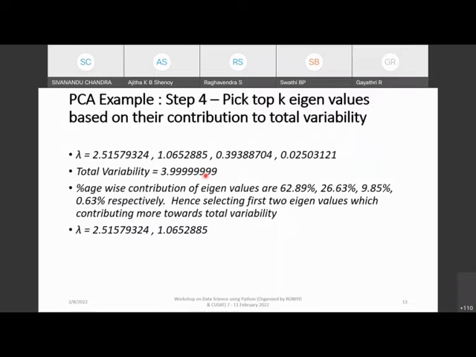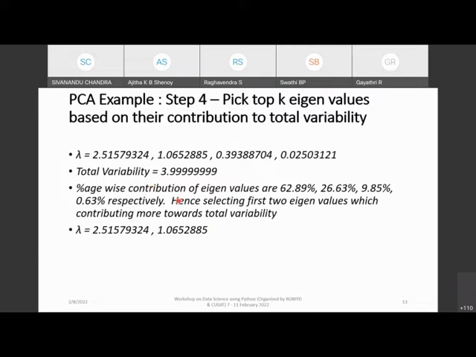Now in the next step, I need to pick the top k eigenvalues. So how to decide this top k? That is the question. I am having 4 eigenvalues, so I am not going to select all 4. I am going to select only a few of them. So I will see what is the total variability. Total variability is nothing but the sum of these eigenvalues. If I find the sum of all these 4 eigenvalues, I will get somewhat around 4.